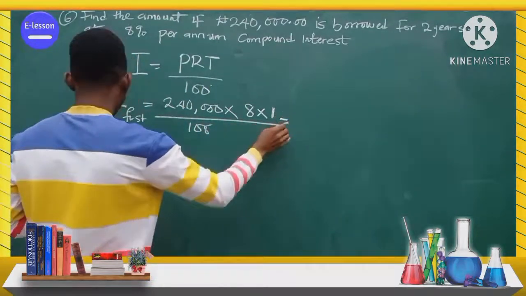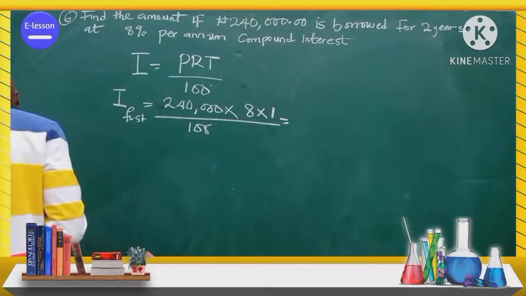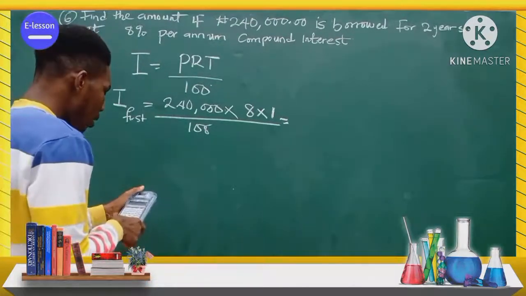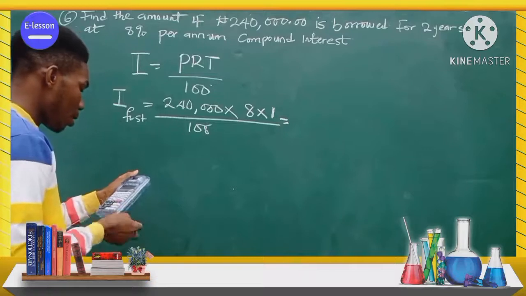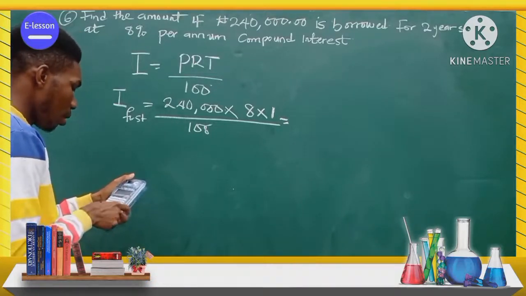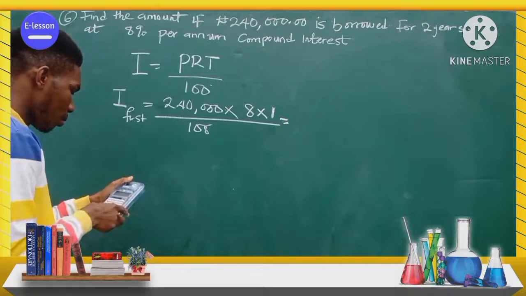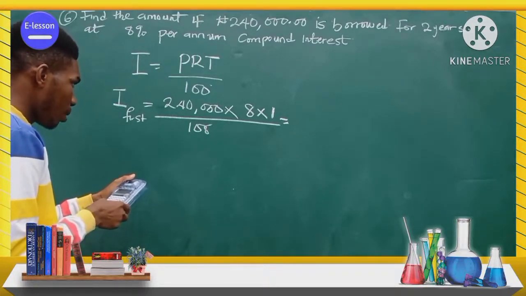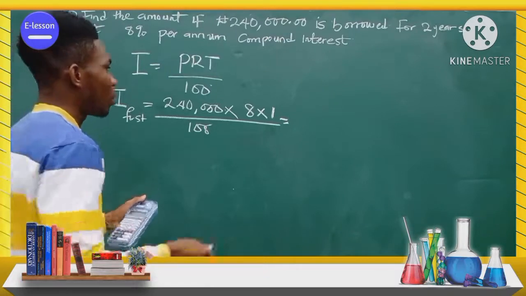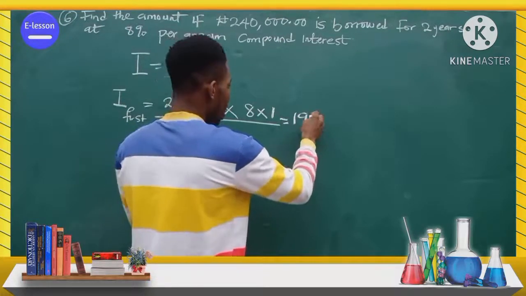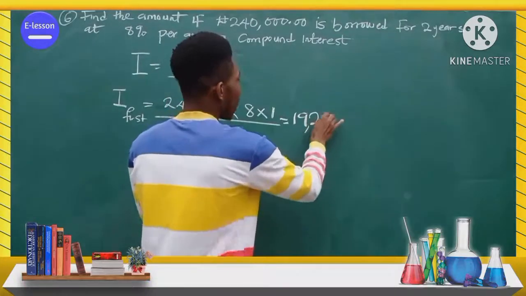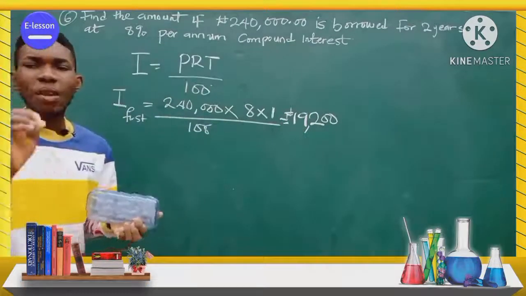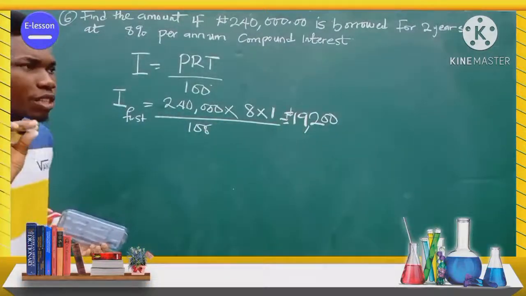If you calculate this, 240,000 times 8 divided by 100, your simple interest for the first year is 19,200 naira. Now, to get the principal for the second year, this is the discrepancy between simple interest and compound interest.